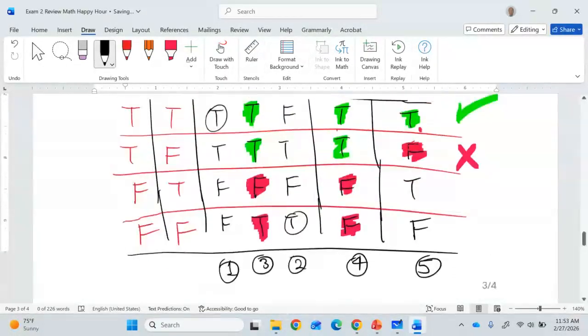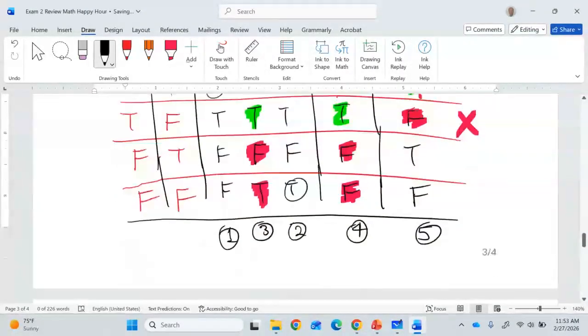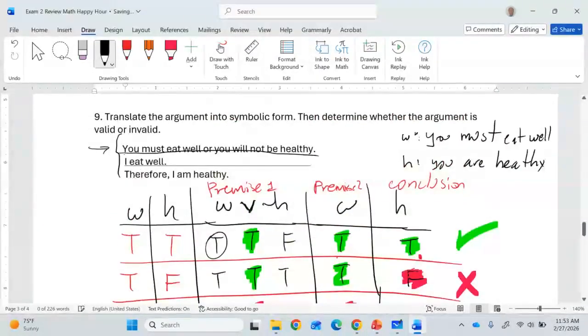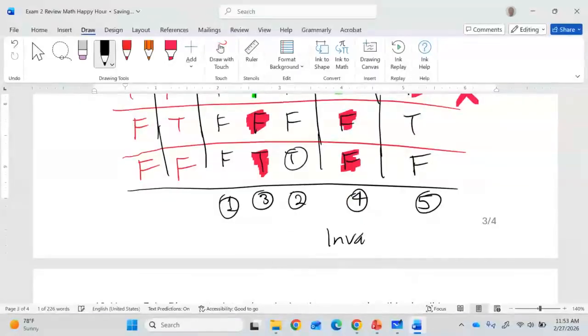So this argument is invalid. My final comment is, this argument that has two premises and the conclusion is an invalid argument.